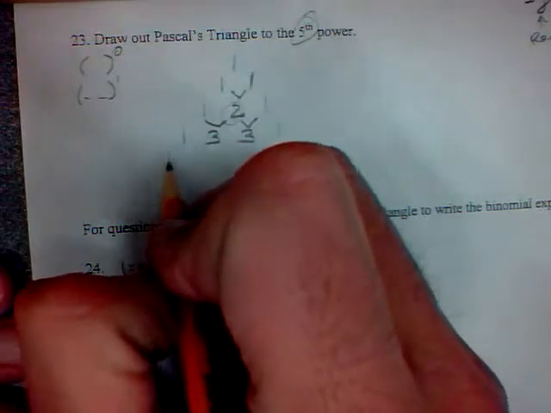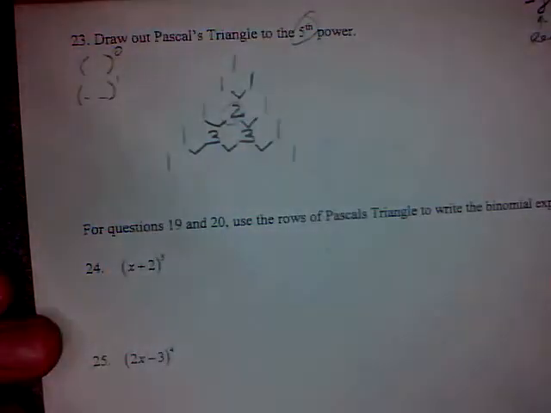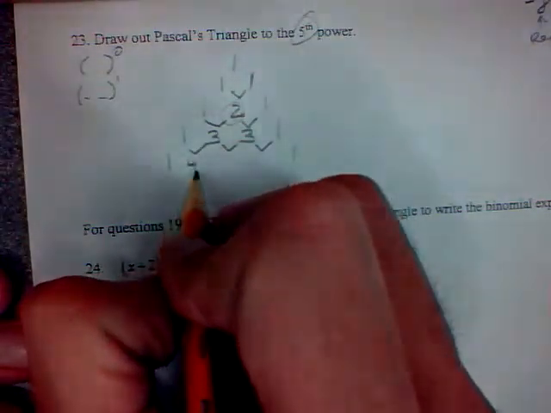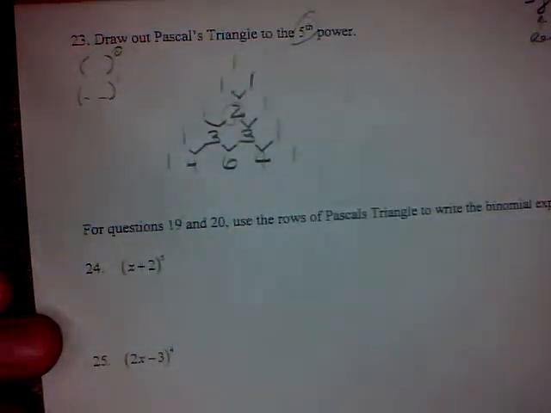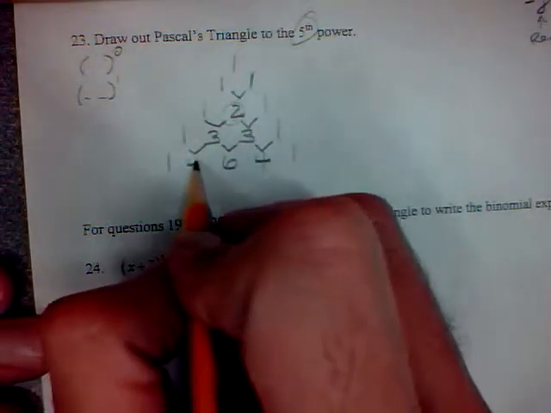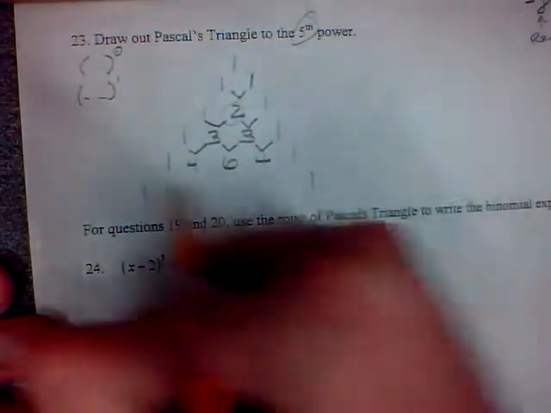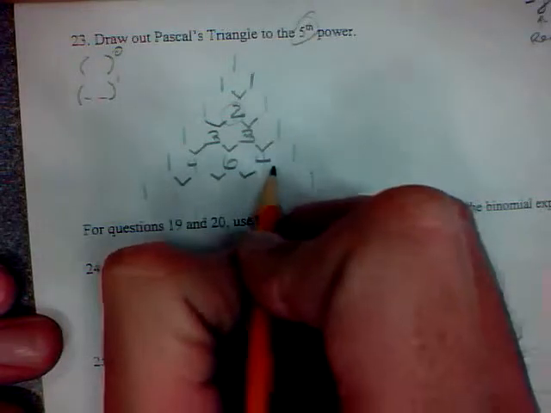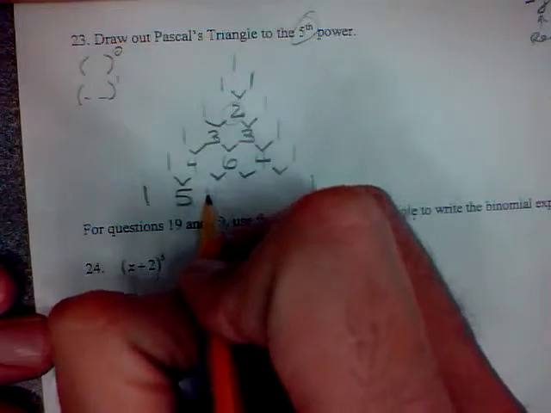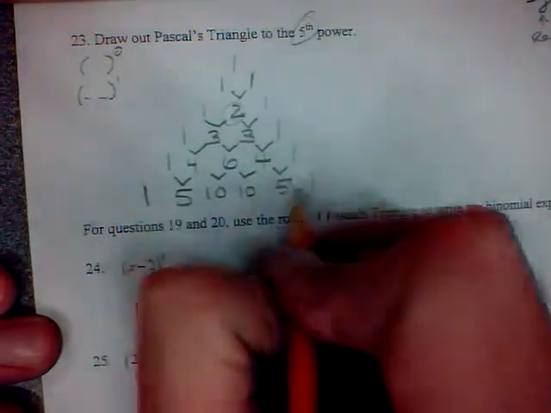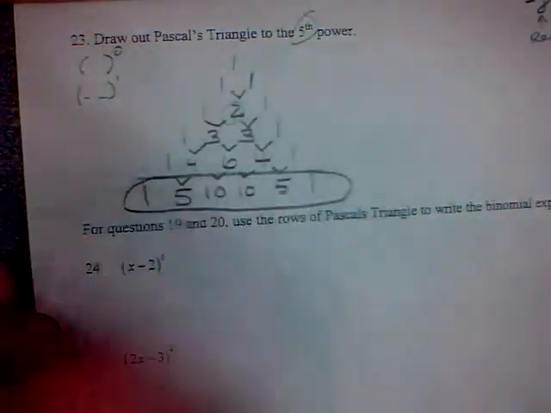Now we're going to the fourth power, start and stop with a 1. These two, and these two will get you your numbers. So 1 and 3 get you 4, 3 and 3 get you 6, 3 and 1 gets you 4. Then that was the fourth power. So now we are at the fifth power. This will be our answer. Start and stop with a 1. Combine, combine, combine, combine. So this gets you a 1, a 5, a 10, a 10, a 5, and a 1. And this would be your fifth power.